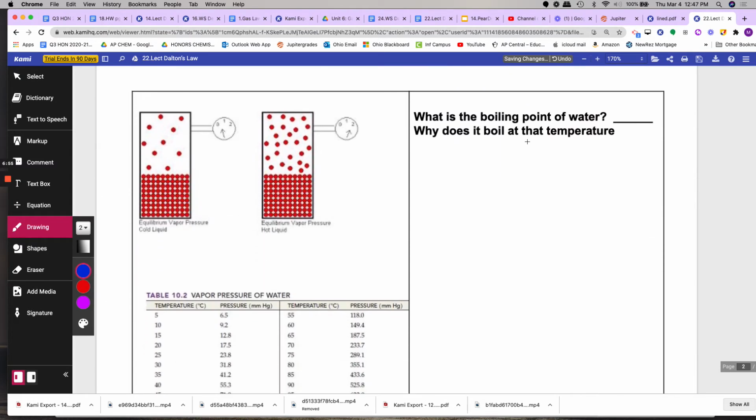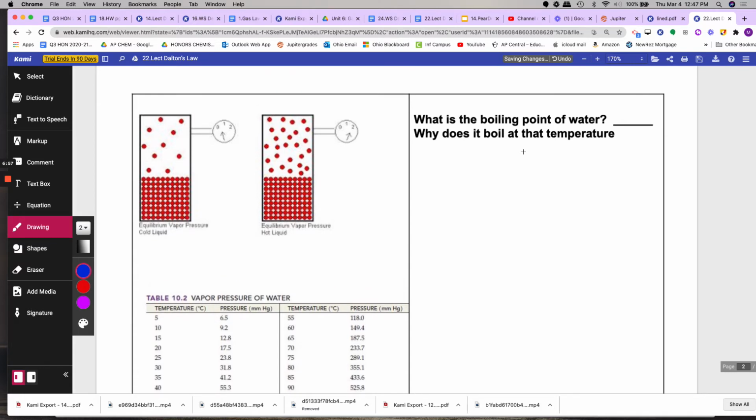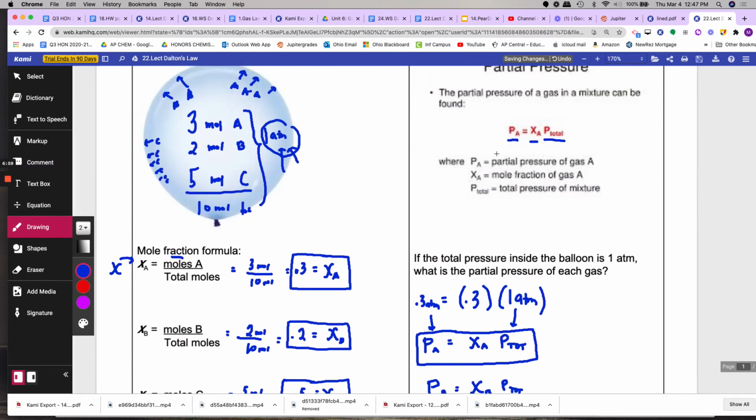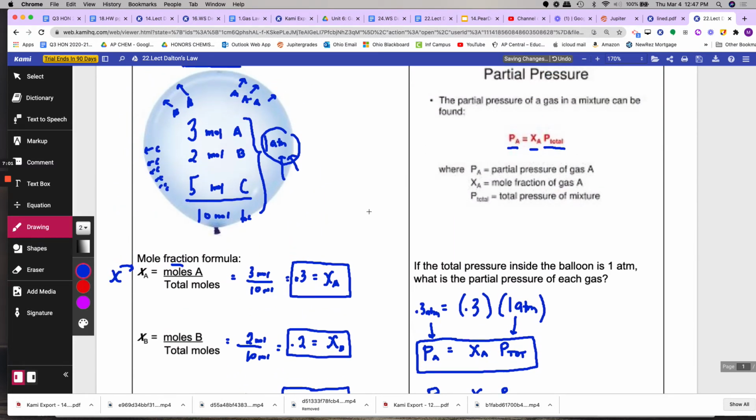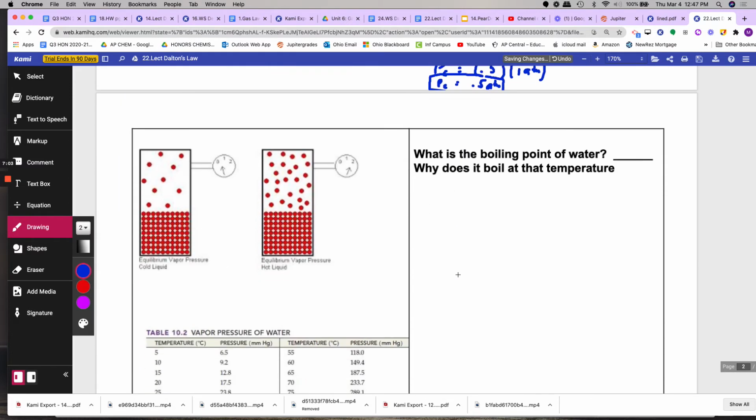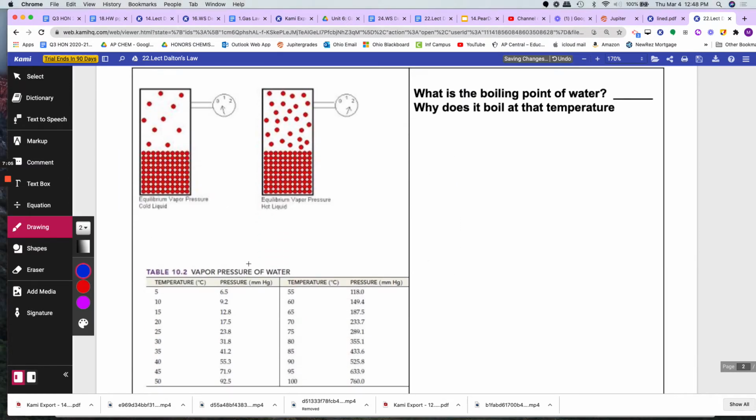Okay, the reason we're doing this is because in the lab, when we make a gas, we have to mix it with something else, and I'll show you what I mean. Okay, first, let's look at water vapor pressure. So, you know what water is. It's H2O.